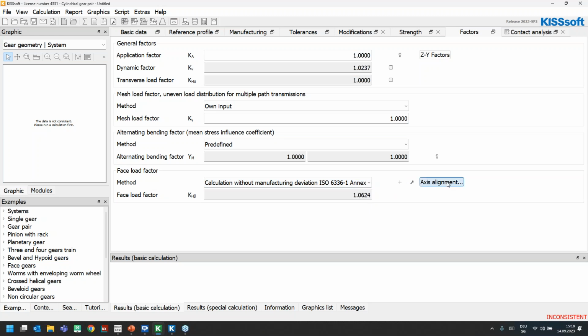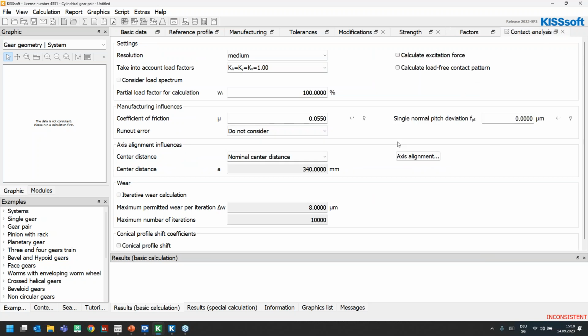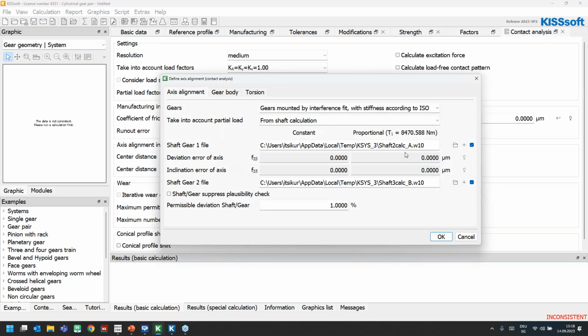And if I go here to axis alignment, you will see some settings. But what I want to show you is that the settings in the contact analysis are exactly the same. So both of these methods can be used in parallel. Typically, I start with the 1-dimensional calculation because it's simply faster. And then when I'm done, I typically run the whole contact analysis.